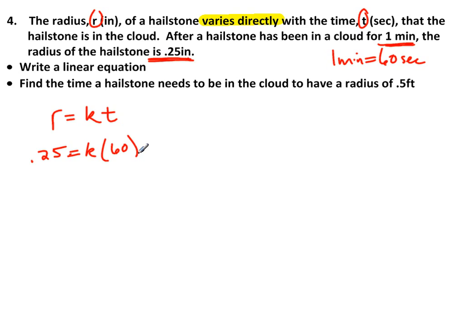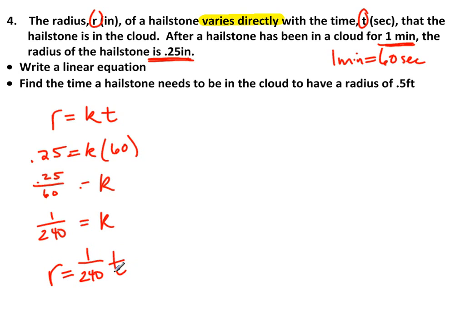So, solve for k, I'm going to divide both sides by 60. So I have 0.25 divided by 60. You never leave a decimal within a fraction. Okay, so what I'm going to do is just, in my calculator, do 0.25 divided by 60. I get this long decimal, 0.0041, and then all these sixes repeating. Well, that's not a really nice answer, so what I'm going to do instead is convert it to a fraction and get 1 over 240. Now that I have that, they want me to write my equation, so I'm going to go back up. I know the radius of the hailstone is equal to 1/240th times the time that it's in the cloud in seconds.